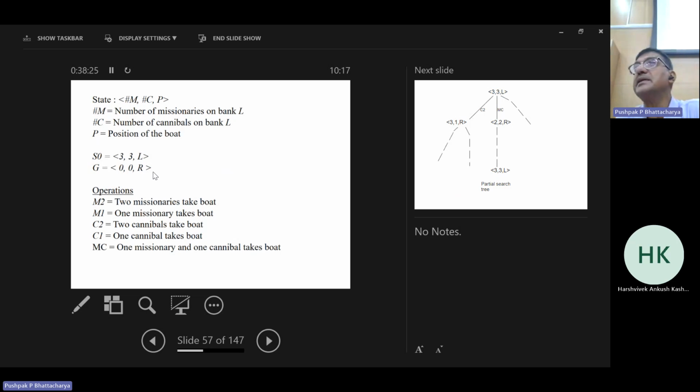So do you see something intelligent happening there? Something very basic is operating here. It's called the closed world assumption. So we say that 33L to 00R achieves the purpose. What is the assumption here? The missionaries and cannibals are either on the right bank or on the left bank. Nobody has fallen into the river or nobody has disappeared suddenly. Only these possibilities exist. This is called the closed world assumption.